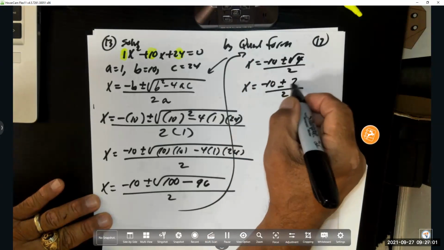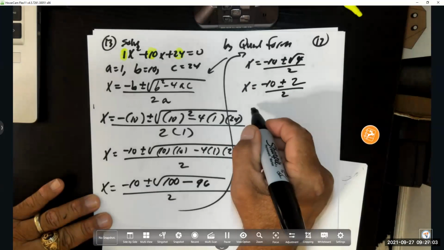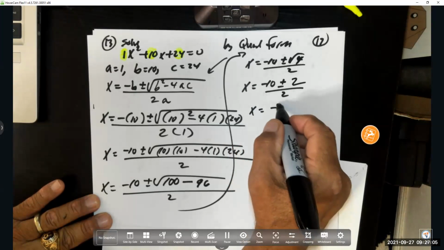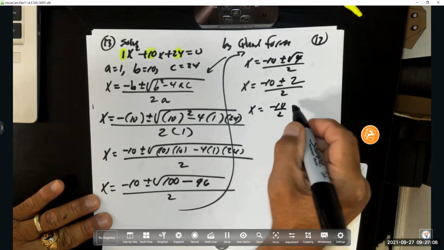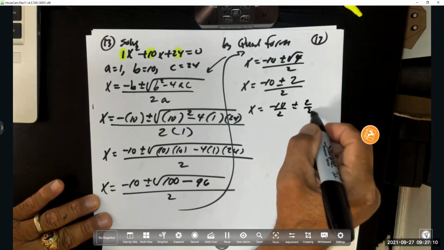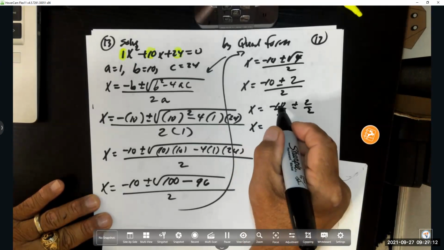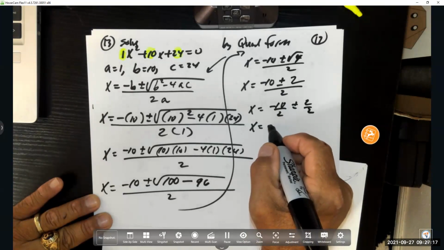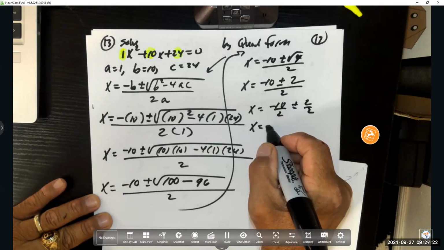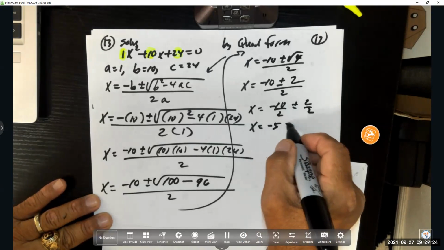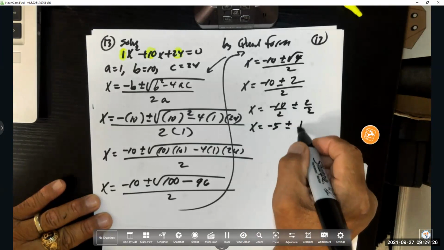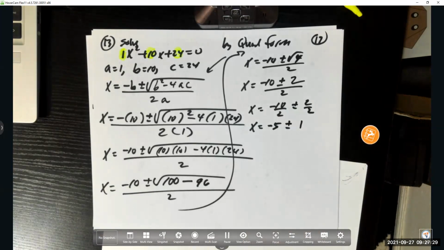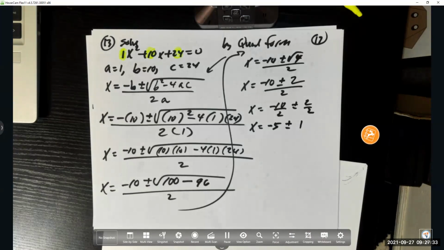So now, I'm going to do it this way. Let's see. Negative 10 over 2 plus or minus 2 over 2. I'm going to divide numbers. Ready? Negative 10 divided by 2. What is that number? Negative 5. And 2 divided by 2, is that a 1? Yes, 1. Okay.